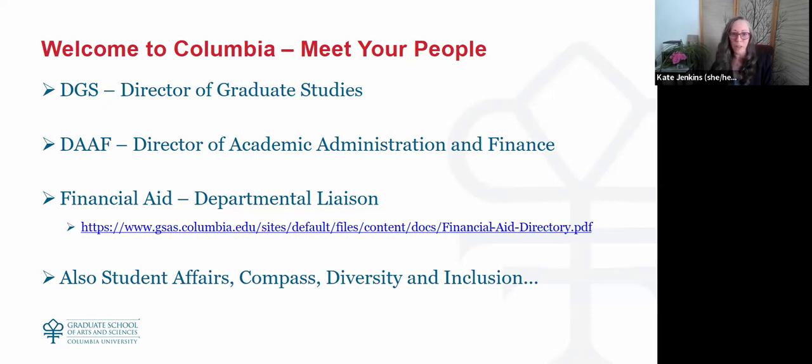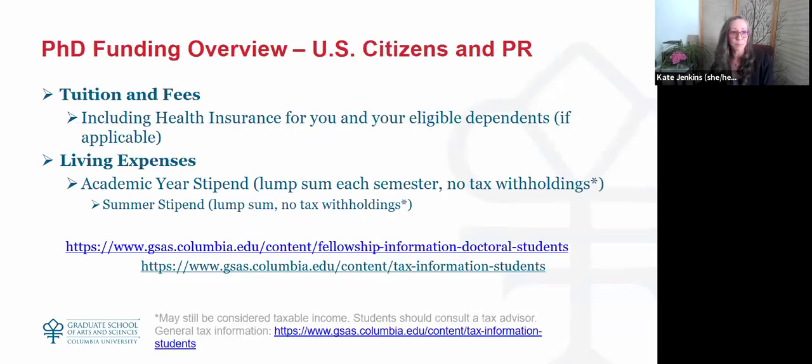Now, there are a number of other offices that could have opportunities for funding. You might hear about those through Student Affairs or Compass or our Diversity and Inclusion team. So not all funding and money communications will come from financial aid, but we do want you to know that we're probably going to be the primary source and point person along with your DAF in terms of any funding that you have coming forward.